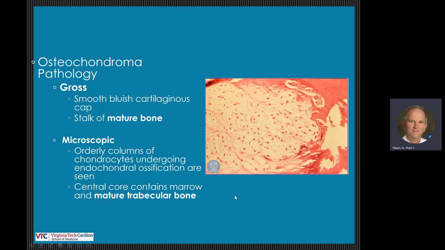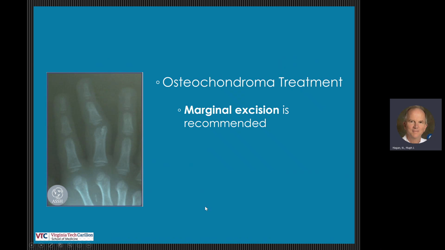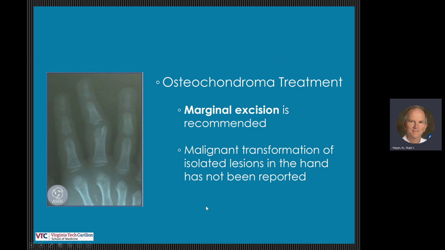Oftentimes, the core contains marrow and mature trabecular bone, which is one of the differentials when you're looking at one of these lesions microscopically. Oftentimes, chondrosarcomas have a rather benign appearance microscopically, but if it's seen adjacent to lamellar bone with a normal appearing trabecular bone, as you'll often see on an exam, that makes the diagnosis. The treatment of osteochondromas is marginal excision, and malignant transformation is extremely rare, and at least when I did this talk, it hadn't been reported.